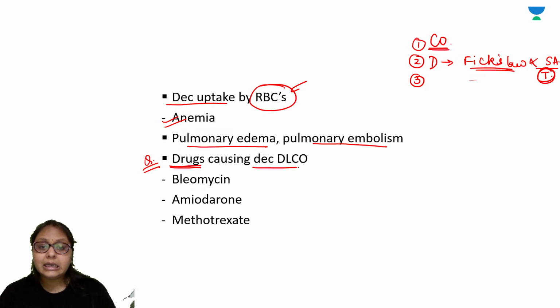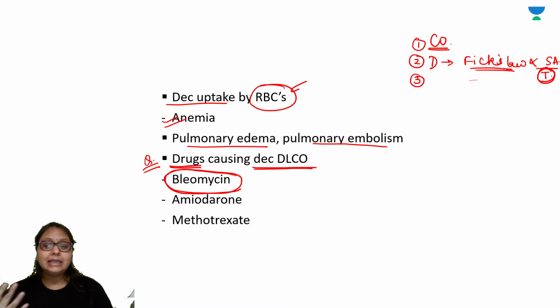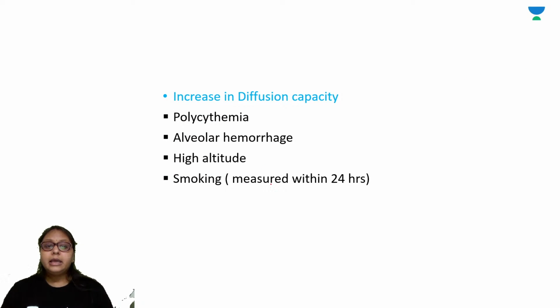Drugs which cause decrease in the diffusion capacity are bleomycin, amiodarone, and methotrexate. Okay, bleomycin, amiodarone, and methotrexate. In fact, I have seen a case in which, because of bleomycin, there was pulmonary fibrosis and that caused decrease in the diffusion capacity.